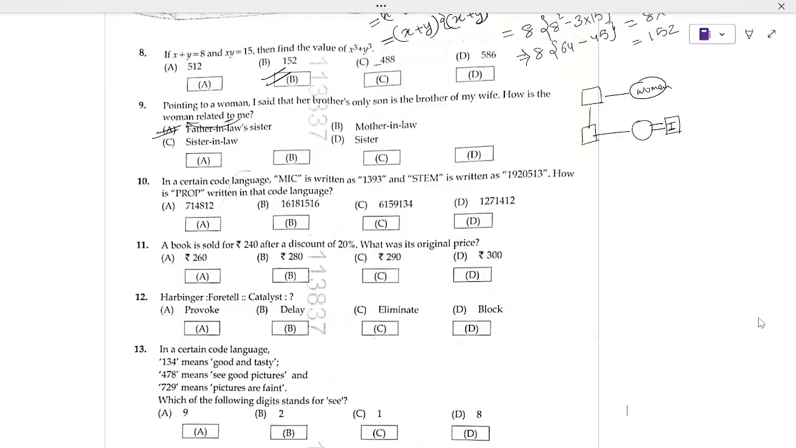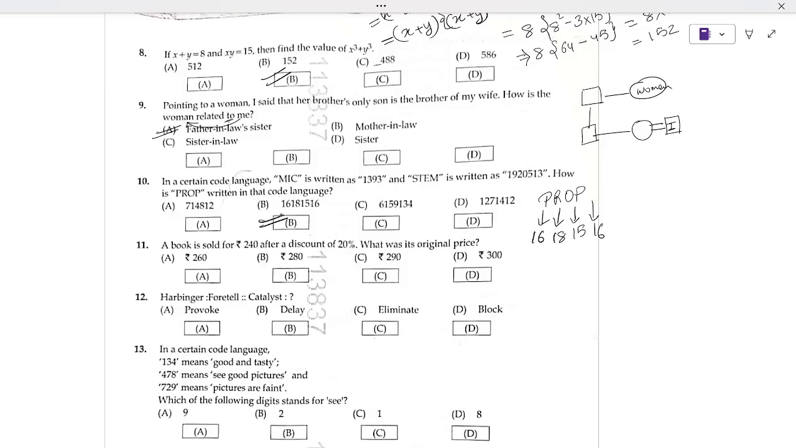T is 20, E is 5, M is 13. Then for MNOP, O is 15 and next to it P is 16. Then RSD: R is 18, the next is 15, and this is 16. That means 16 18 15 16. B is the answer, right? 16 18 15 16. Right, next one.